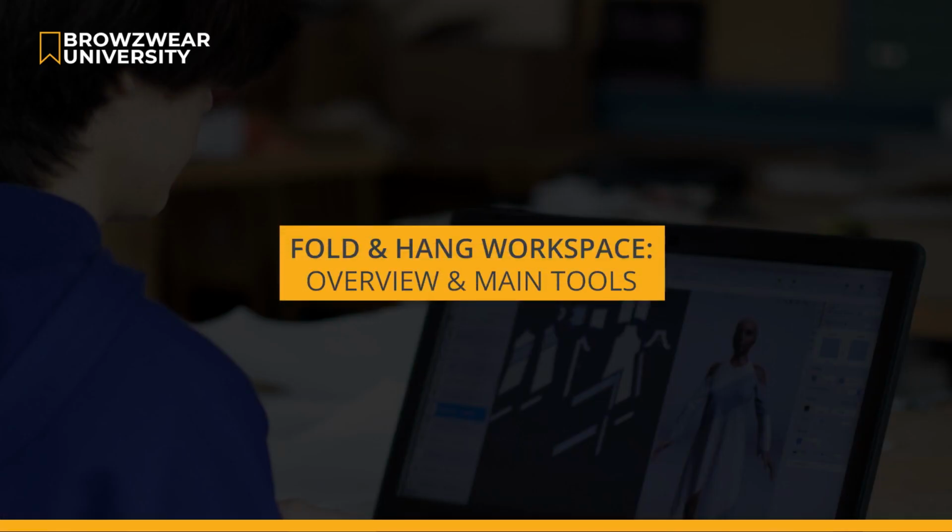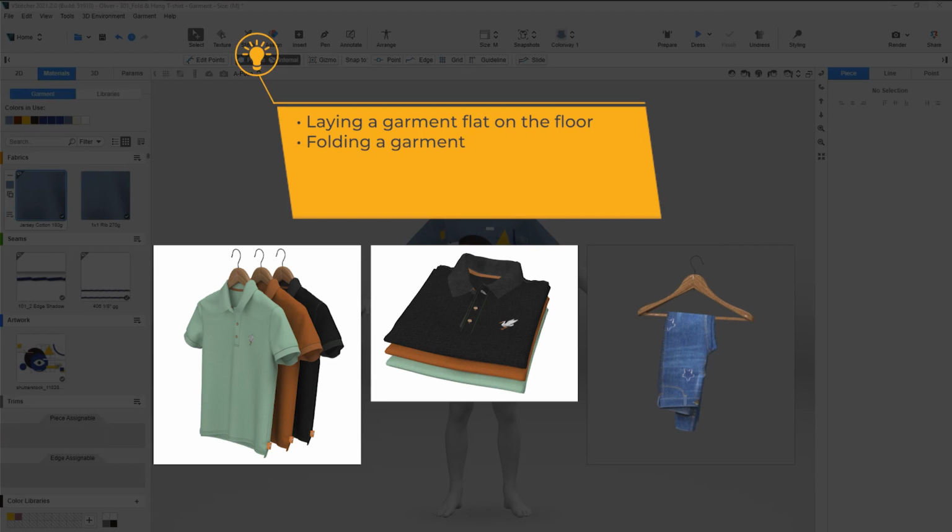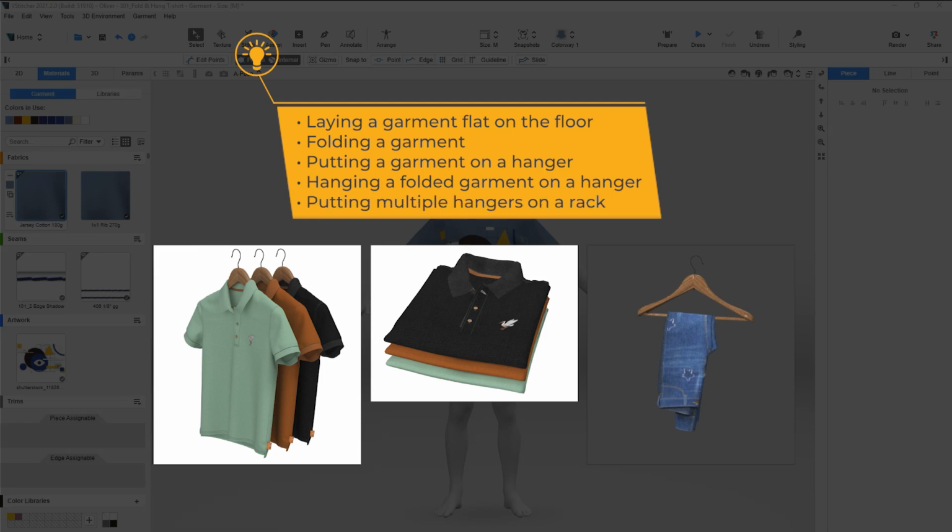In this lesson, we will be learning more about the Fold and Hang workspace and how to navigate and utilize the tools. The Fold and Hang workspace allows you to take the same garment file being used for design, prototyping, and production and use it for a variety of presentation cases, such as laying a garment flat on the floor, folding a garment, putting a garment on a hanger, hanging a folded garment on a hanger, putting multiple hangers on a rack.